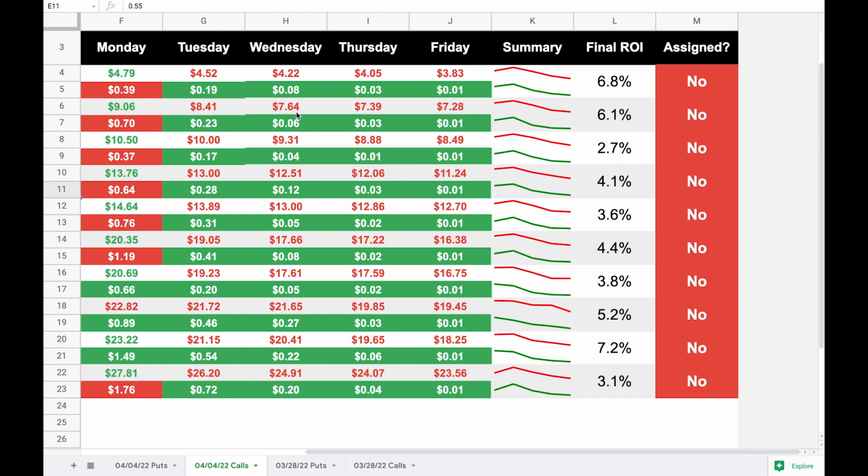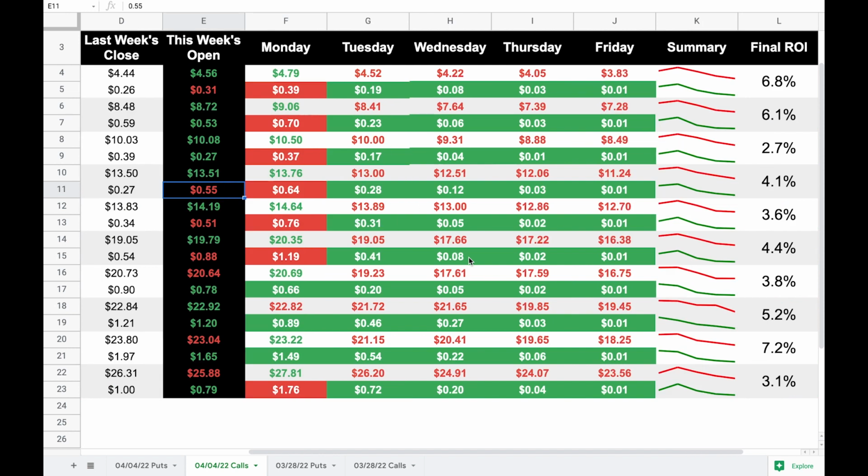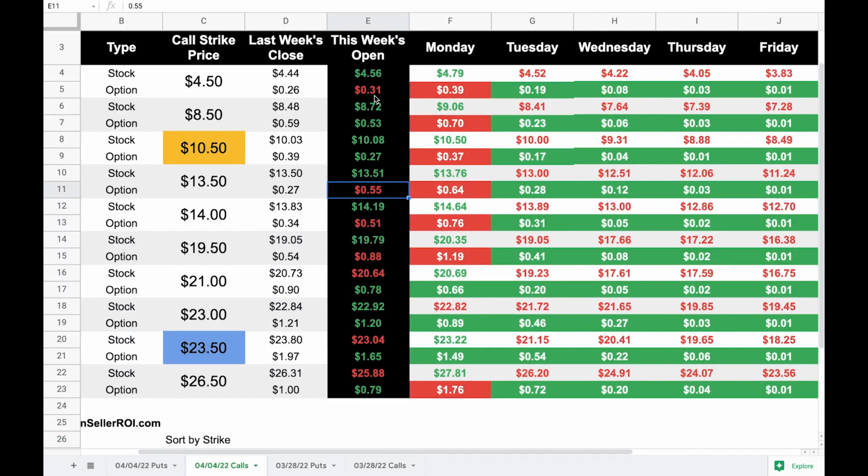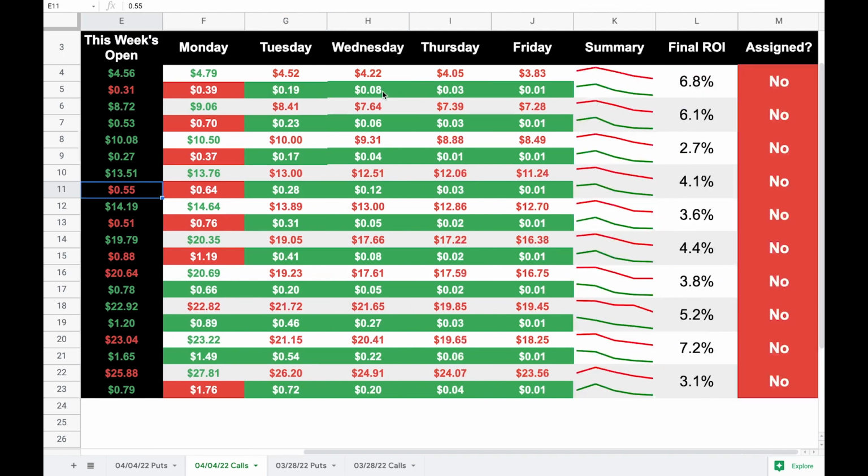All these calls were out of the money. And here you can see the final ROIs. The way that I'm calculating these ROIs is I'm assuming you are receiving this credit for the covered call, let's say 31 cents, and I'm assuming you're purchasing 100 shares at the opening price, which would have been $4.56. So 31 divided by 456, that would have been 6.8% ROI.